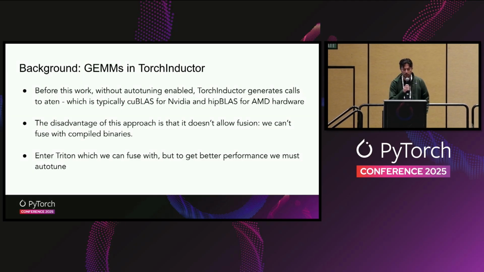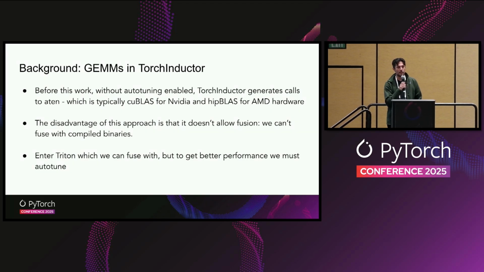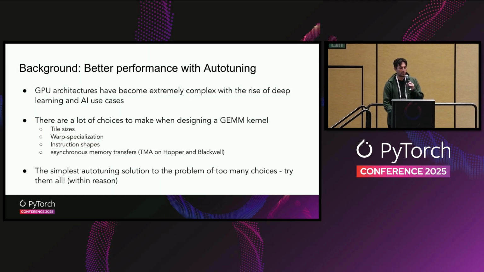To get around this, we use Triton, which we can fuse with because TorchInductor generates pointwise ops using Triton. But in order to get comparable matmul performance to cuBLAS or hipBLAS, we have to autotune. And the reason autotuning is necessary is because in the past decade plus, GPU architectures have become really complex with the rise of deep learning and AI use cases.